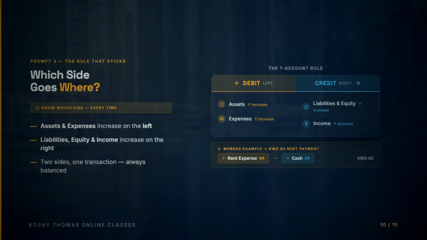Here's where most beginners trip up, knowing which side increases which type of account. Assets and expenses increase on the debit side. Liabilities, equity, and income increase on the credit side. Think of it this way: when the business gains something real, like cash or equipment, it goes left. When the business owes something or earns income for owners, it goes right. Say it with me: assets and expenses left, liabilities and income right. Once that lives in your head, every posting decision becomes automatic.